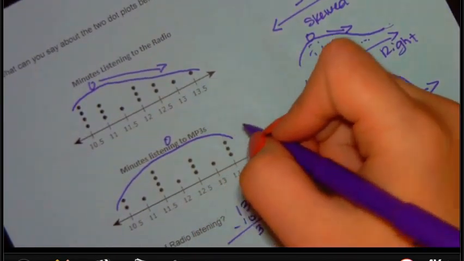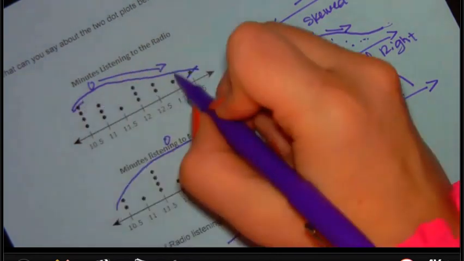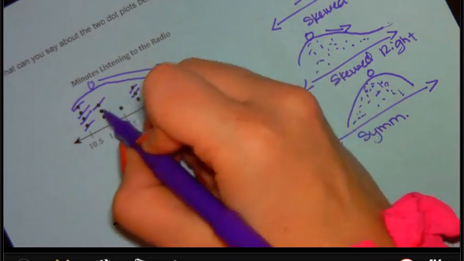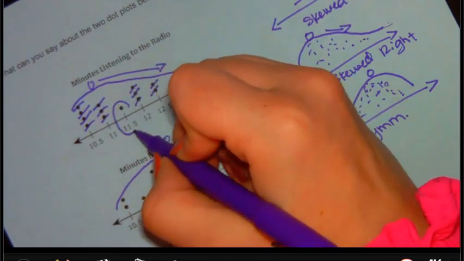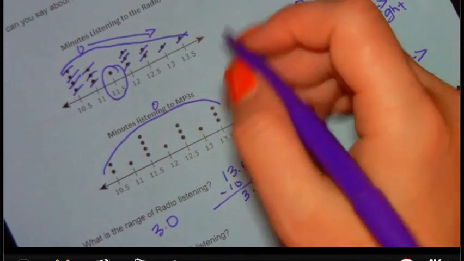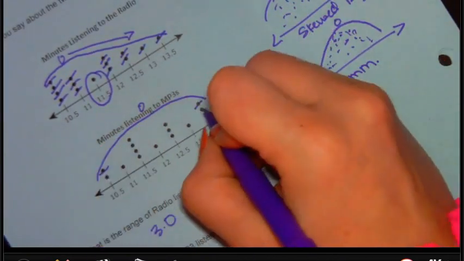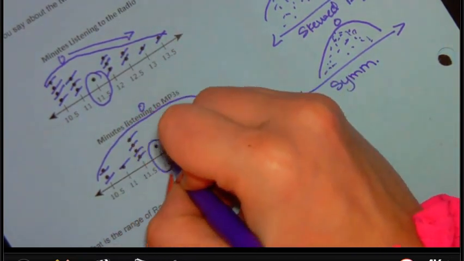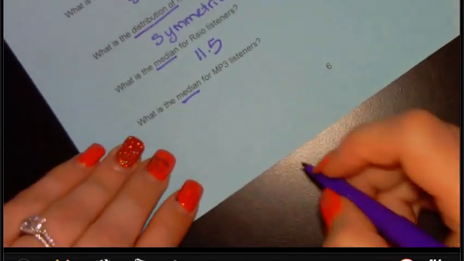The median for both radio and MP3, remember the median is marking off the high and the low. So let's go ahead and do radio first. All right, high, low, high, low, high, low, high, low, high, low, high, low, high, low. I end up with 11.5 for the median in radio. And then let's find the median for MP3. High, low, high, low, high, low, high, low, high, low, high, low, high, low. And I end up with 12 for the median for MP3.